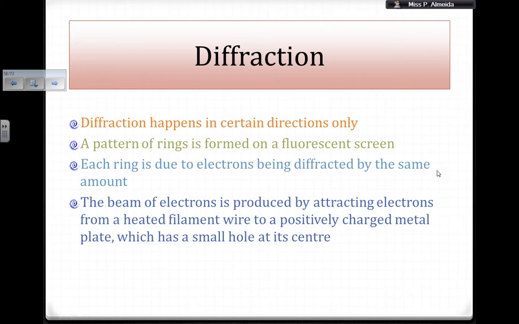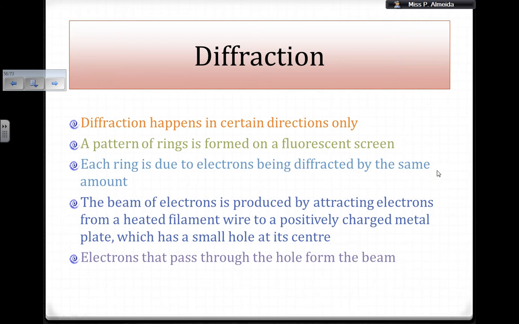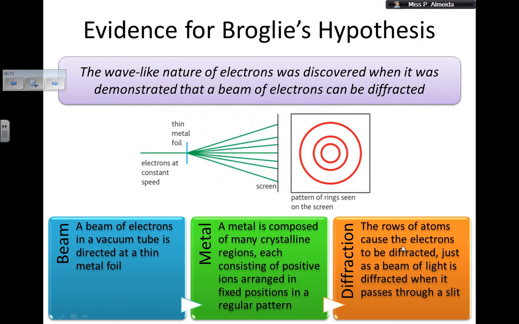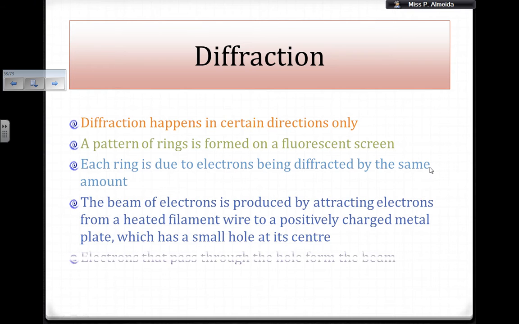The beam of electrons is produced by attracting the electrons from a heated filament wire to a positively charged metal plate, which has a small hole at its center. We saw that from the previous slide, I believe. Electrons that pass through the hole form the beam, and when they pass through the foil, they actually make the diffraction. So, I have these diffraction rings, right? Let me just show you. Here are the diffraction rings, and if I'm going too fast, always pause the video to take notes.